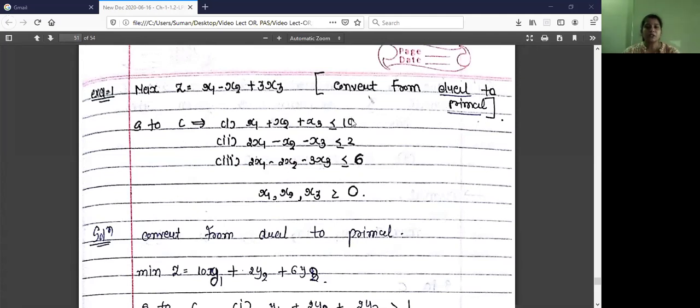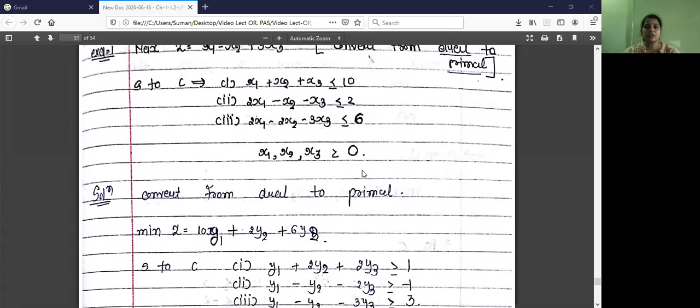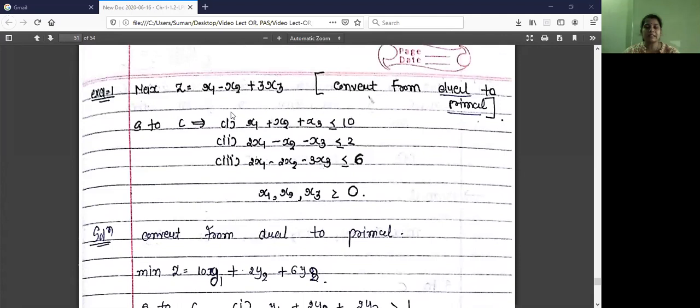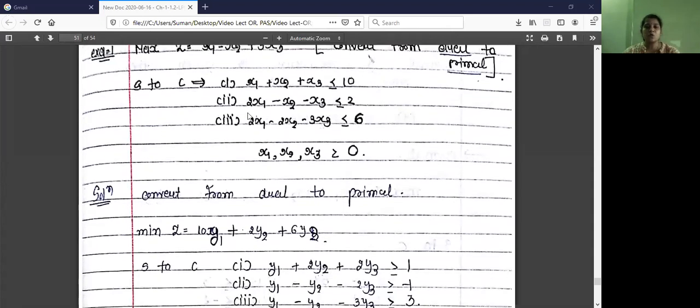So in our question, what are the right-hand sides of the subject to constraints? 10, 2 and 6. Then we write the objective function 10y1 plus 2y2 plus 6y3. This is our objective function. Got it? And what are the constraints? The coefficient of x1 is 1, the coefficient of x2 is minus 1, and the coefficient of x3 is plus 3. So we write the subject to constraints in our primal.